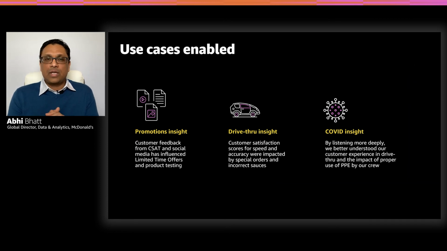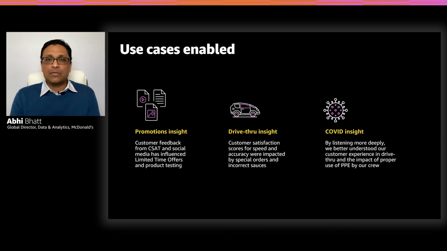So we have 3 use cases that we have enabled through our text analytics solution. The first one is on promotional insights. Using the feedback from our internal surveys and social media, we understand what our customers are talking about are limited time offers. And so for example, if a new product is launched, we want to know what our customers are saying about that product. How is it performing? Is it better? Which region is it doing better? Which one is it not? And that helps us do the promotions for these different items.